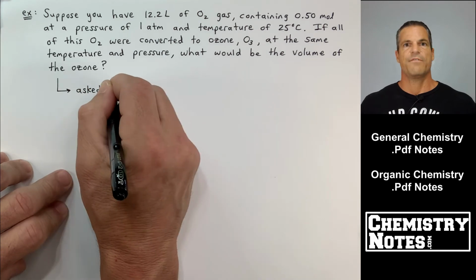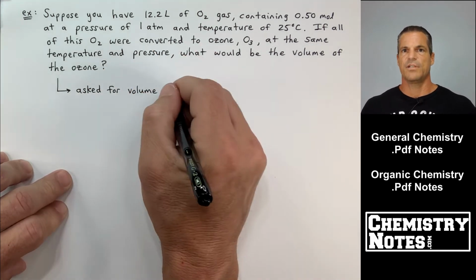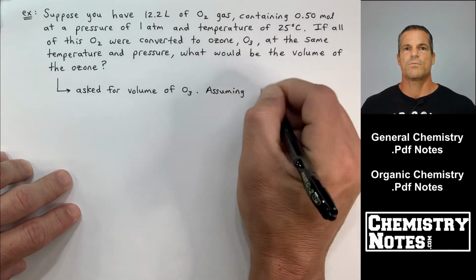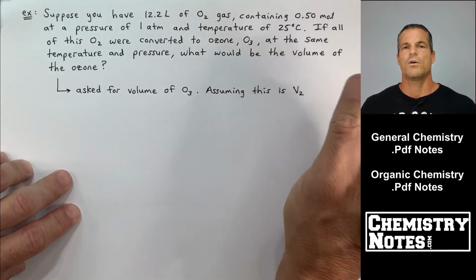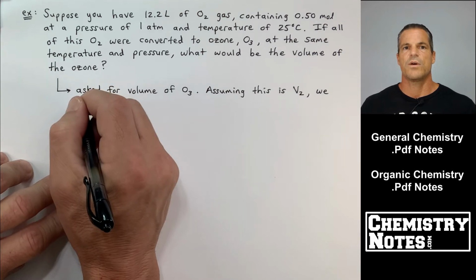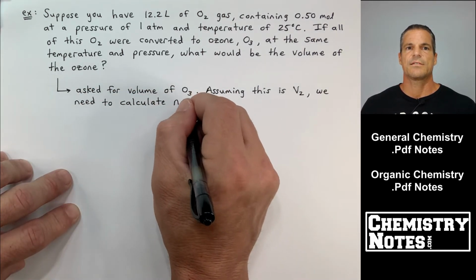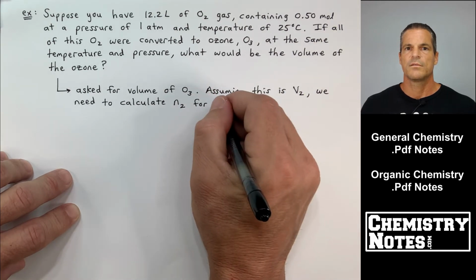But we don't even have O3 at time 0, or situation 1, right? So we have to write down a very simple equation where we convert O2 to O3 and then balance the equation. So the little bullet point here says, asked for volume of O3.